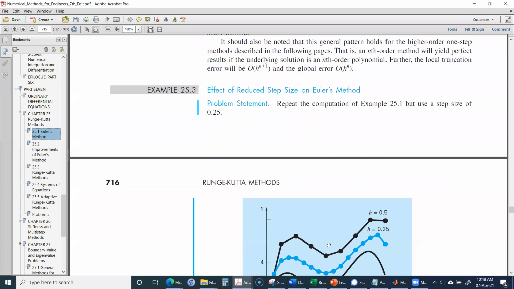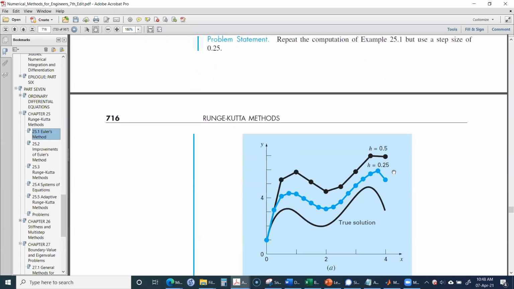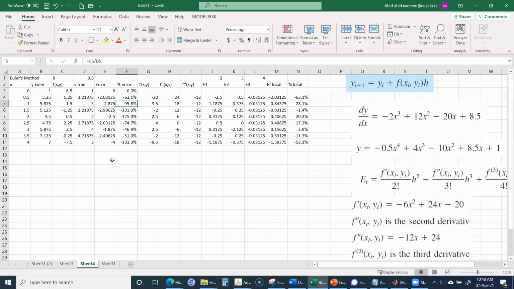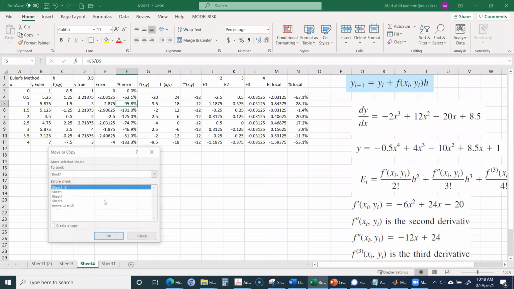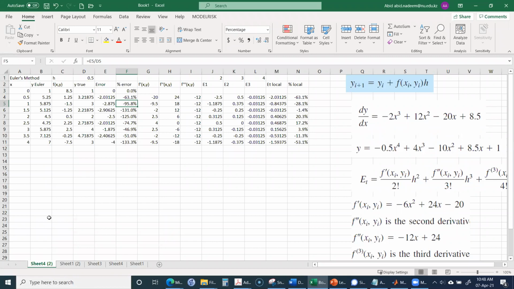Okay, so the next example is effect of the reduced step size. So earlier we used a step size of 0.5. If we reduce the step size to 0.25, then how does it work? So for this, since we have set up this sheet, I can just make a copy of this sheet, okay, to save time. So I have made a copy of this sheet, and then in this sheet, I can now change this step size from 0.5 to 0.25, okay, and then see what happens.